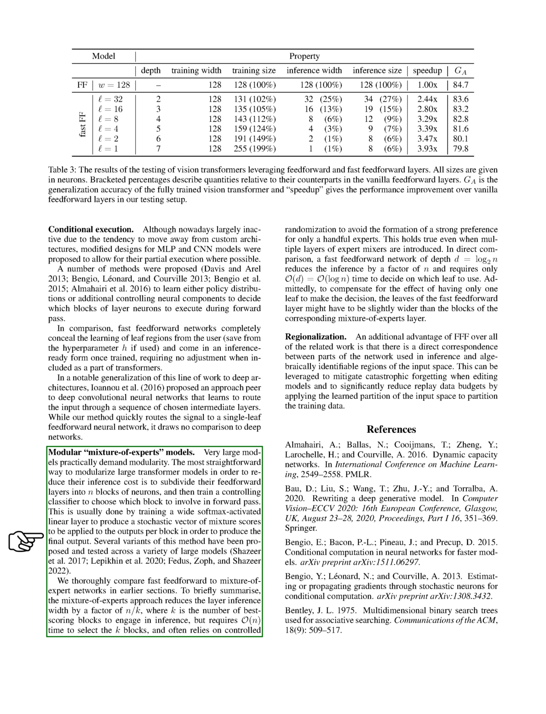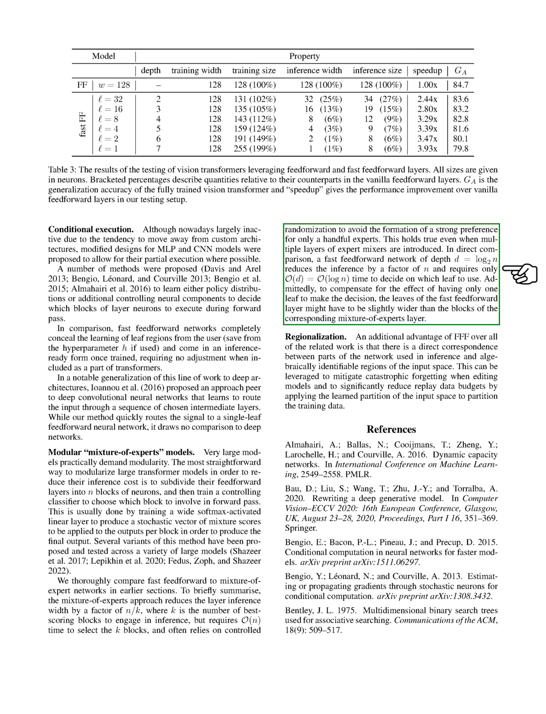We've compared fast feed-forward to mixture of expert networks in previous sections. To summarize, the mixture of experts approach reduces the layer inference width by a factor of n/k, where k is the number of best scoring blocks to engage in inference. However, it requires time proportional to n to select the k blocks and often relies on controlled randomization to avoid favoring only a few experts. This remains true even when multiple layers of expert mixers are introduced.